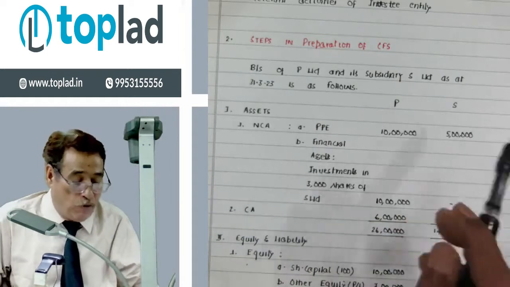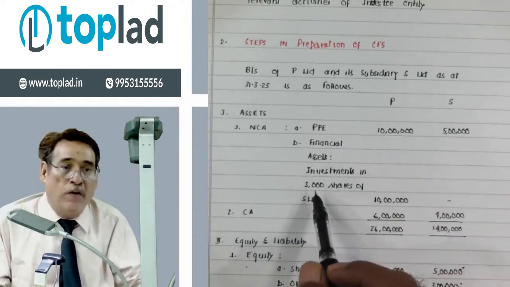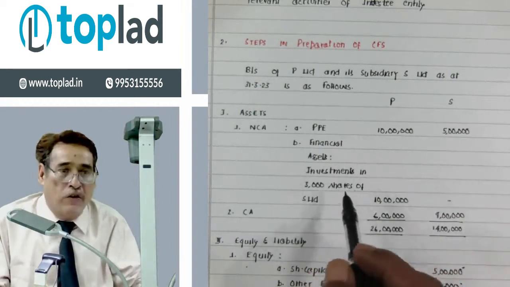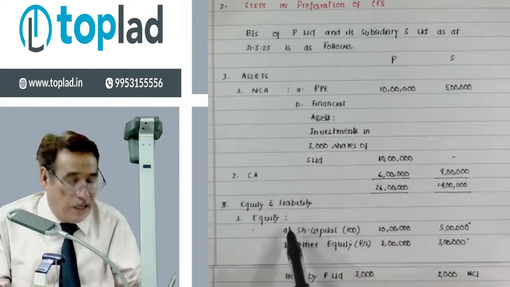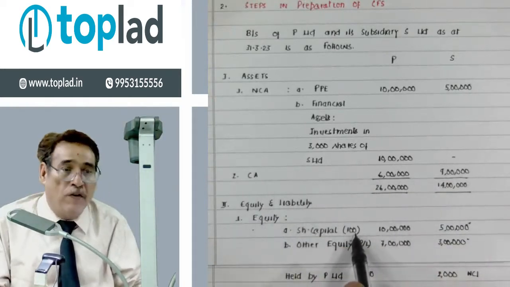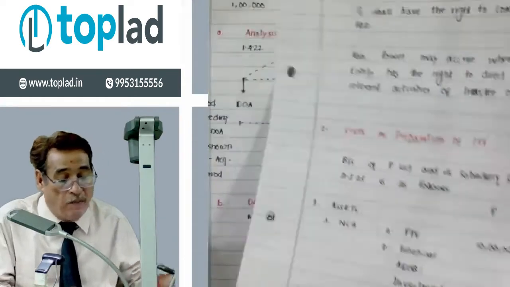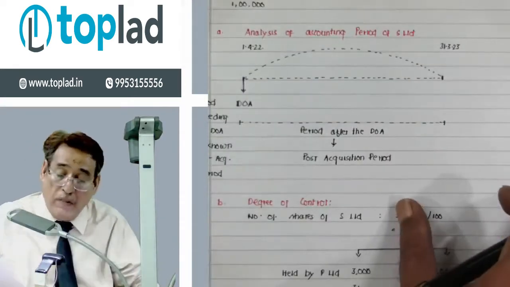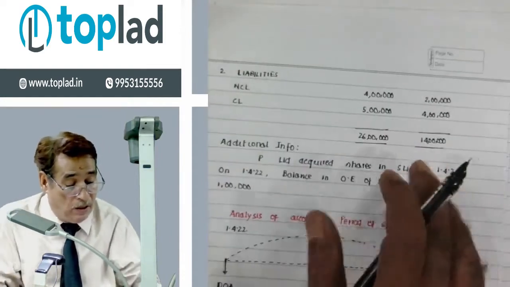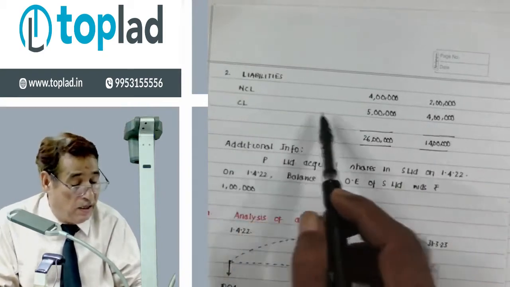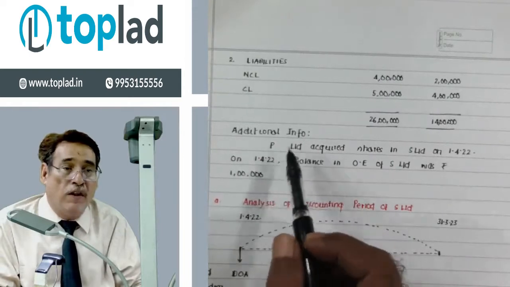In that question which we did in the last session, property, plant and equipment was 10 lakh and 5 lakh, and investment of P Limited in subsidiary was 3,000 shares. Current assets were 6 lakh and 9 lakh. Equity was 10 lakh, one share is of 100. Equity of subsidiary was 5 lakh, other equity was 3 lakh. Liabilities: non-current liability 4 lakh and 2 lakh, current liability 5 lakh and 4 lakh, and some additional information was given, correct?